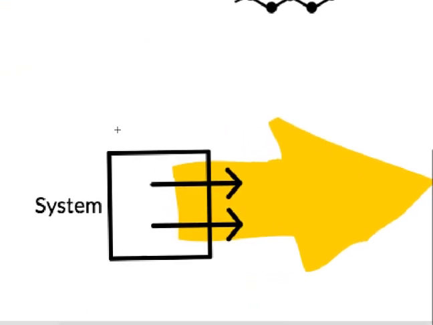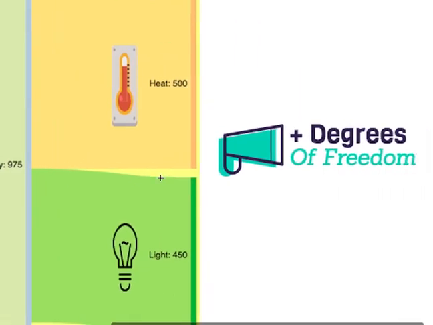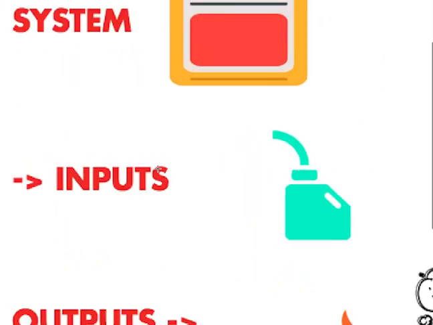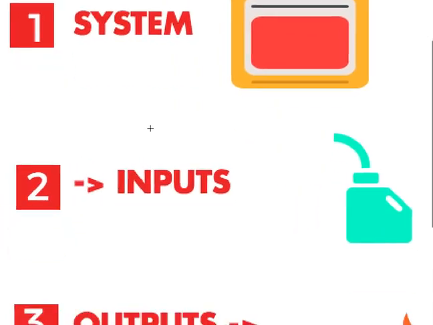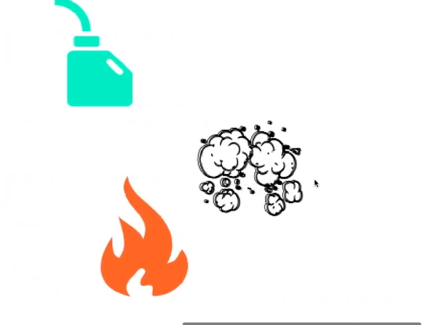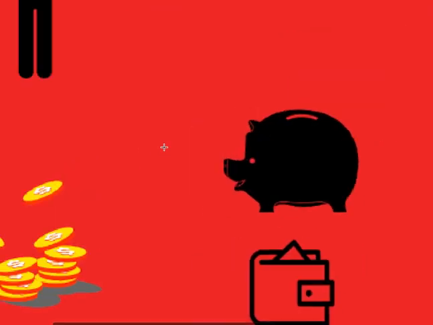However, by adding colors to the rows, we can get more degrees of freedom using it in a wide range of applications. To draw a Sankey diagram, we need to know three things. 1. A system to be analyzed. 2. Identify the system's inputs. And 3. All the outputs coming from the system. So now what? Let me guide you with a simple example to illustrate this tool.